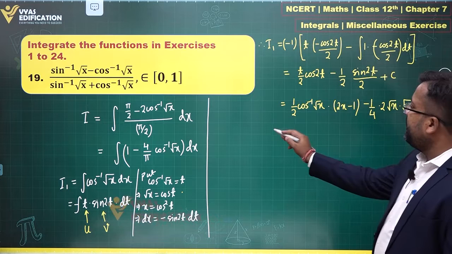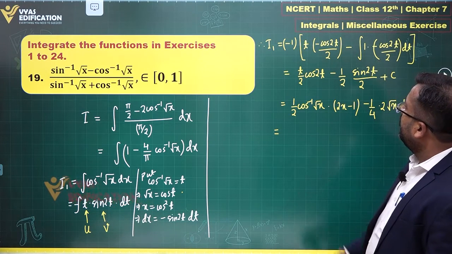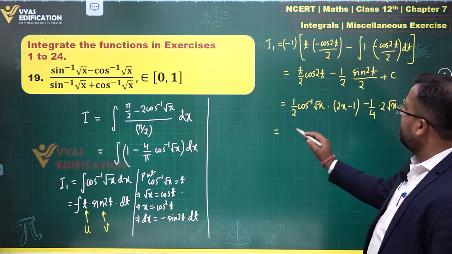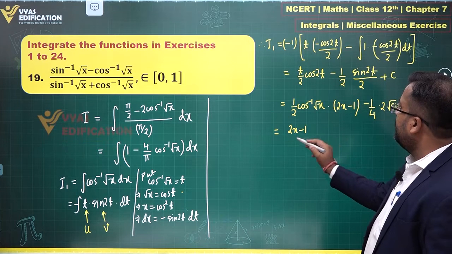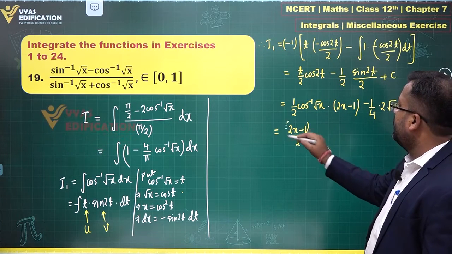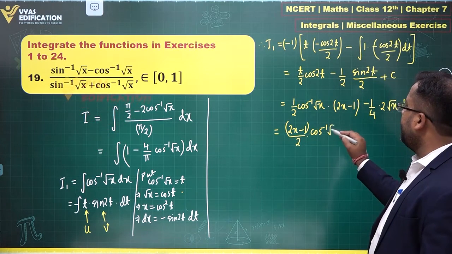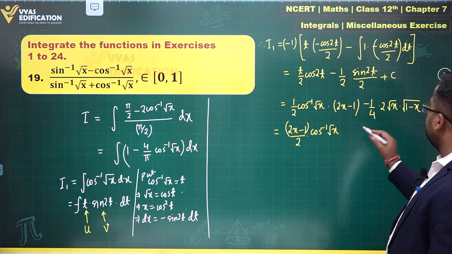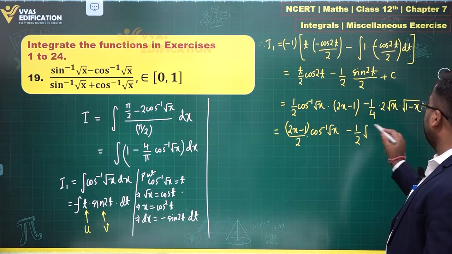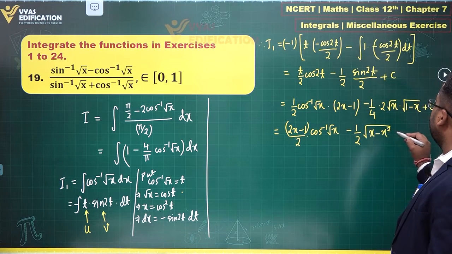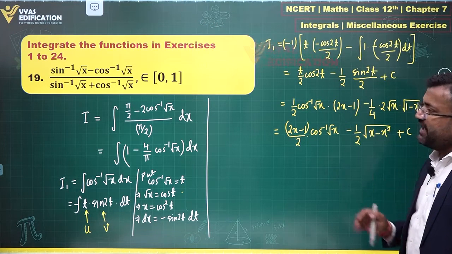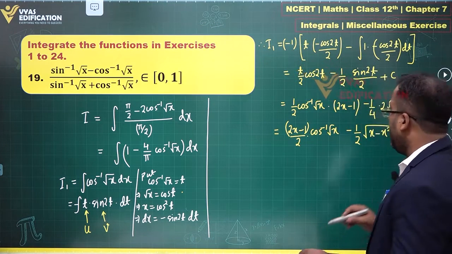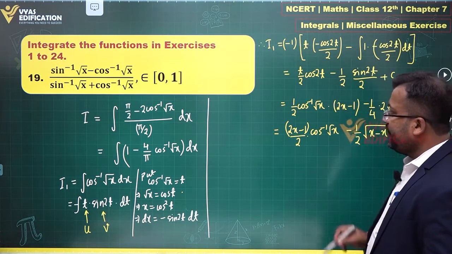So we have almost simplified this. Have we taken care of that minus? Yes. This is 2x minus 1 by 2 cos inverse root x, and this is minus 1 by 2 root of x minus x square, plus constant. But is this the final answer? No, this is just the value of I1. Let's write the value of I.